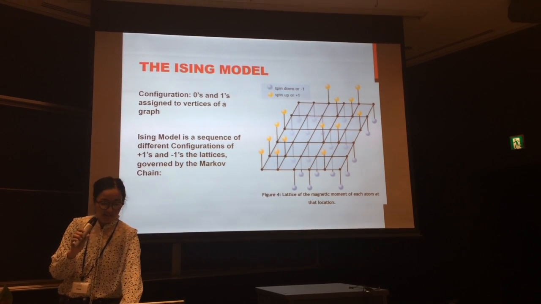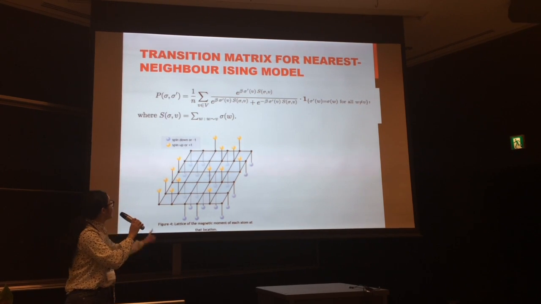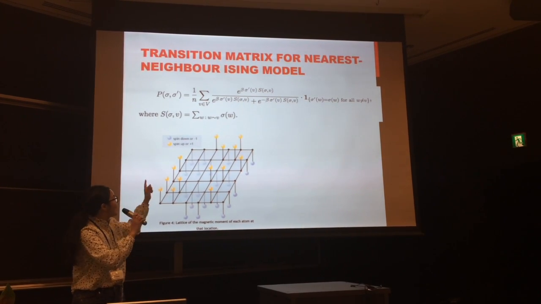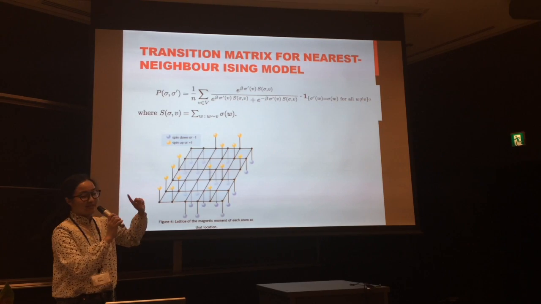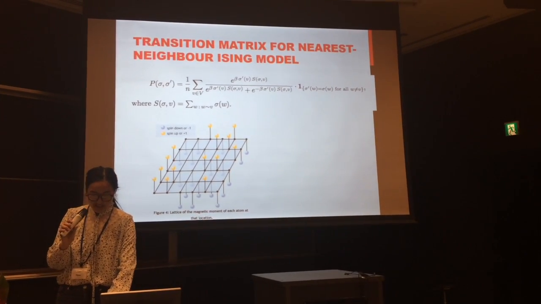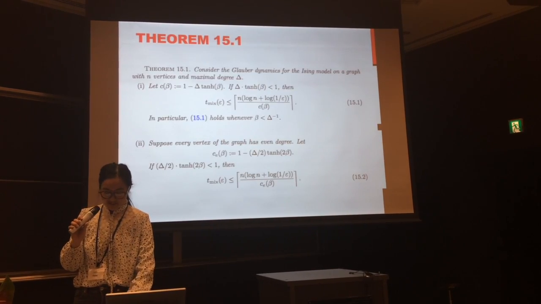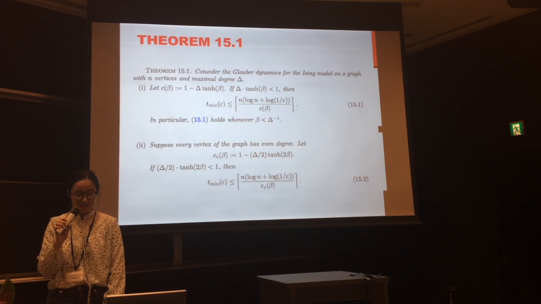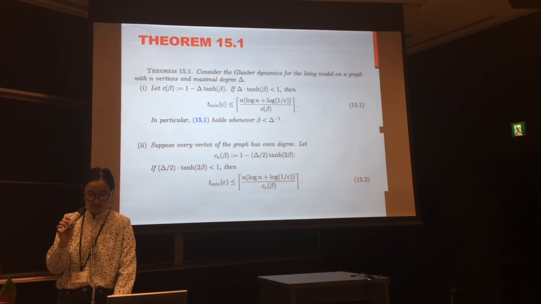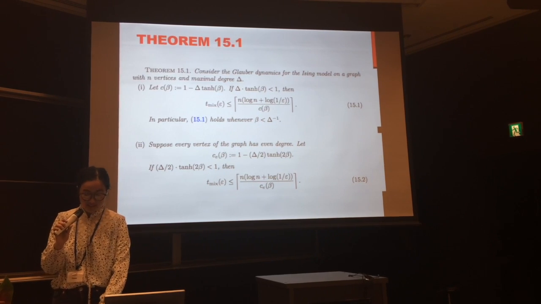So this is all described by the transition matrix for the Ising model, which is up here. So we have exponent terms, beta is 1 divided by temperature. So now that we understand the transition matrix, we researched the mixing times for an Ising model. This is theorem 15.1, one of the final theorems of my studies. The result states that at high temperatures, mixing time is very short.